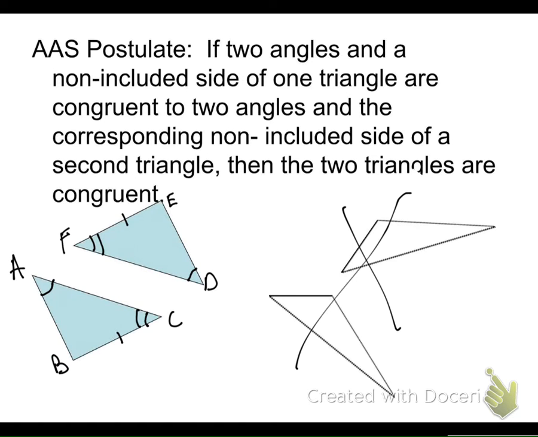Here we have the angle side postulate. If two angles and the non-included side of one triangle are congruent to two angles and the non-included side of a second triangle, then the two triangles are congruent. So here we see that it's a non-included side. We have an angle, we have another angle, and then the side that is not between them. Congruent angle, and then the side not between them.